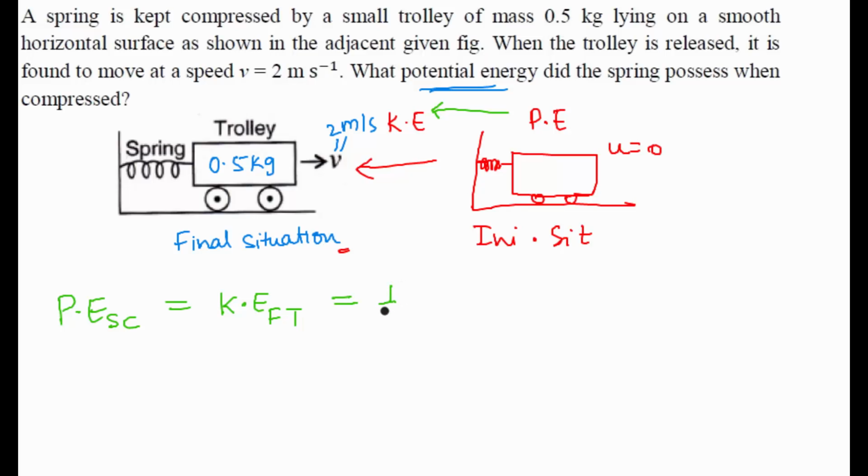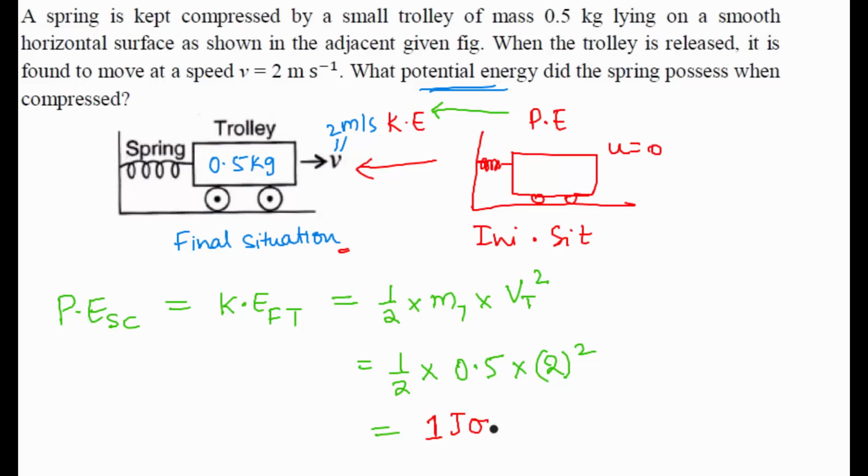So how can we calculate the kinetic energy of the trolley in the final situation? By using half into mass of trolley into velocity of trolley square. So this will be equal to half into mass of trolley, 0.5 kg, into velocity of trolley, 2, square. So this will be equal to 1 joule.